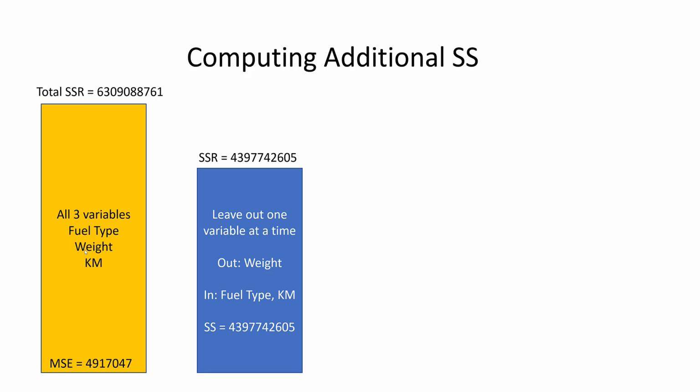So now if we leave out weight, the two variables that are left are fuel and kilometer, and you run the model, run the LM method with this. Now we get sum of squares of regression has gone down, obviously, because you've taken out weight. So this difference is what is attributable to weight. This is called the additional sum of squares. So sum of squares for weight is this. Okay, so the difference between these two constitutes one variable.